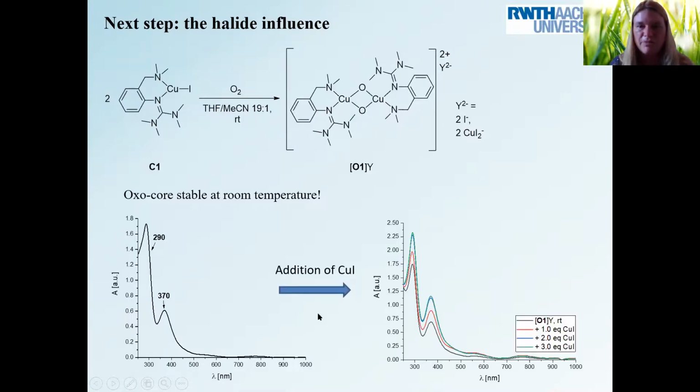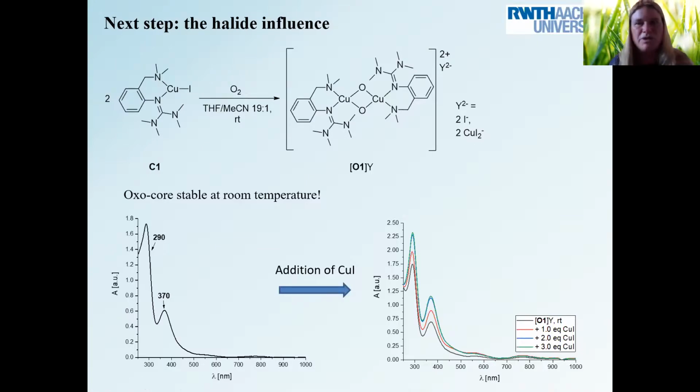Going a little bit further, if we add in more copper iodide, the extinction coefficient is even rising. So it's good to have more copper iodide. So this would be just the normal 1-to-1 ratio of copper to ligand. And we were a little bit astonished that this extinction coefficient is so low. So it's not the fully formed amount of oxo species.